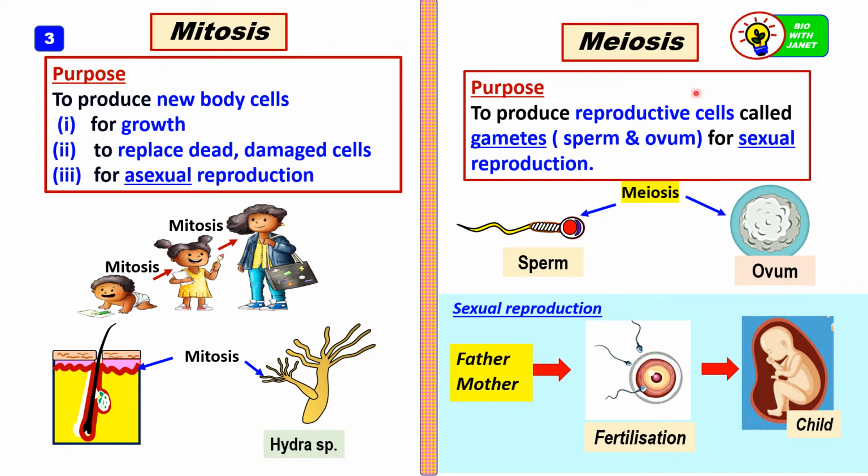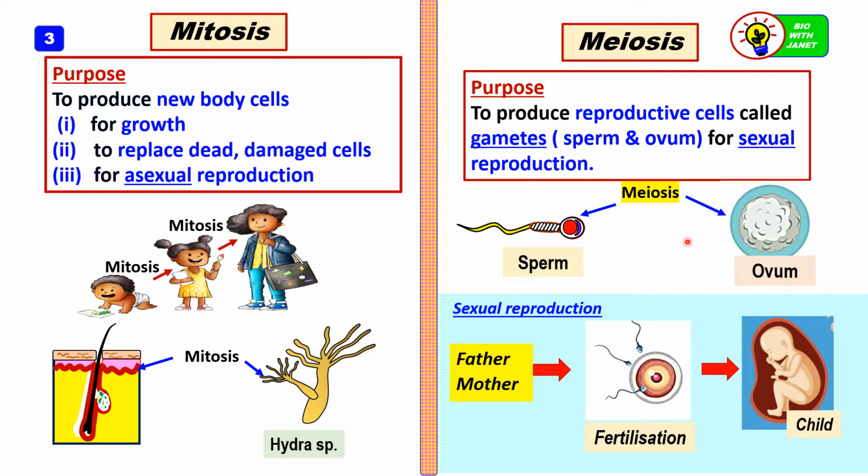Now, for meiosis, what is the purpose of meiosis? It's to produce reproductive cells. Textbooks use the word reproductive cells, called gametes, that is the sperm in males and ovum in females, for the purpose of sexual reproduction. So through meiosis, the sperm and the ovum are formed.